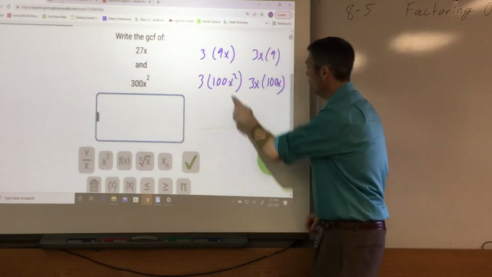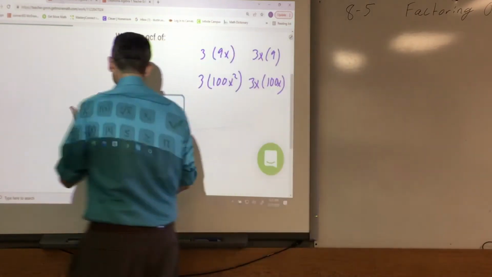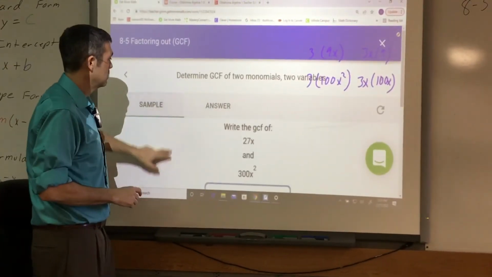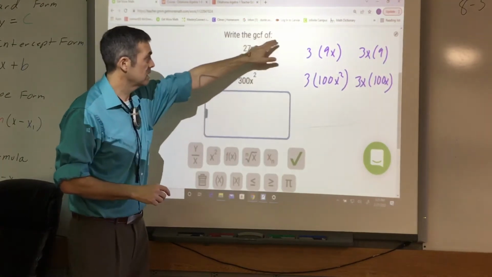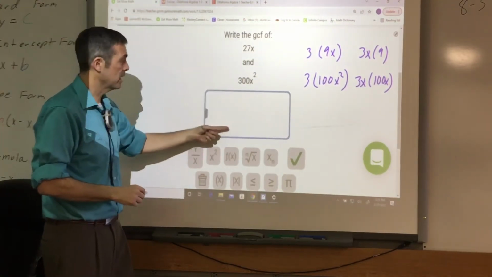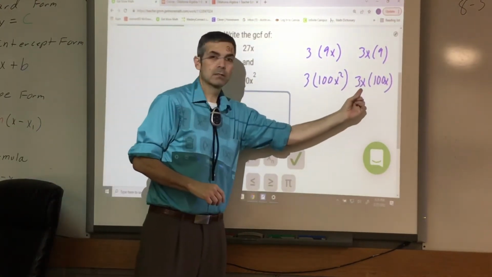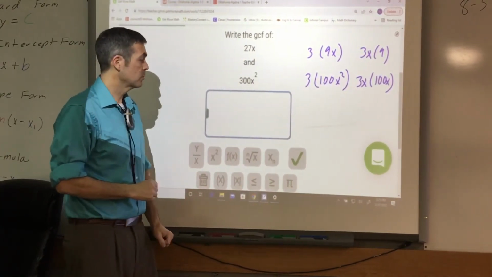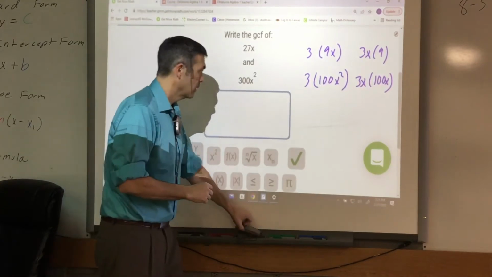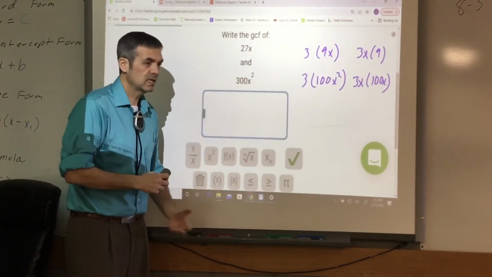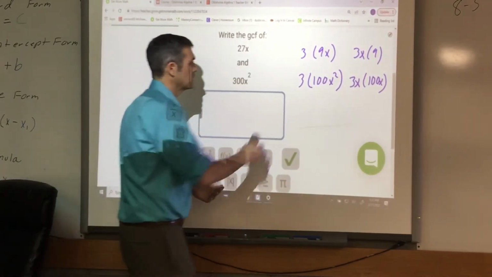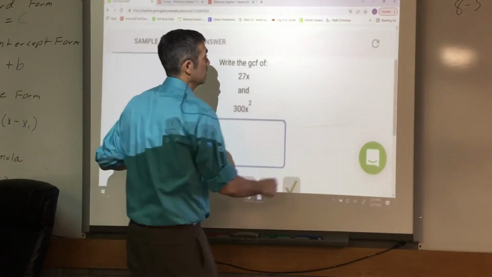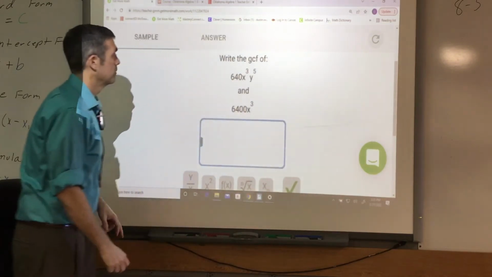Okay, so we have 3x here, which is what it should be. Write the GCF of these two terms. Right here, I would put 3x because that's what I can take out of both of those. That's what we're looking for. We're going to do a couple of these so that you can see how that process works and what's going on. So here we go.